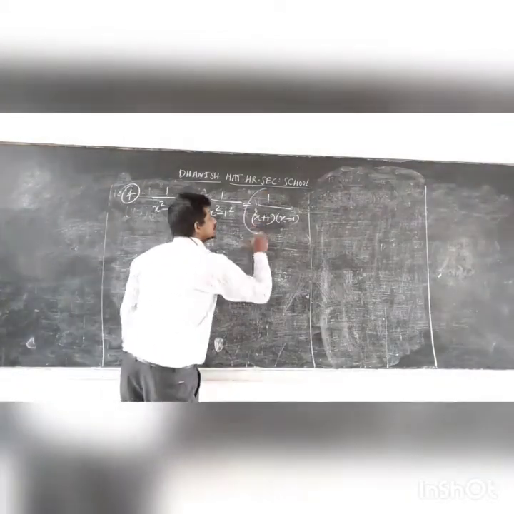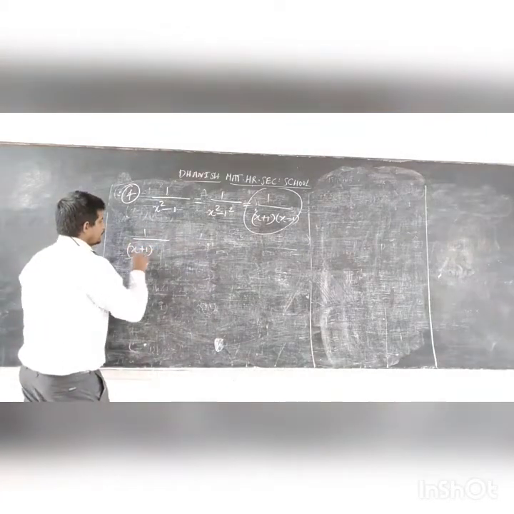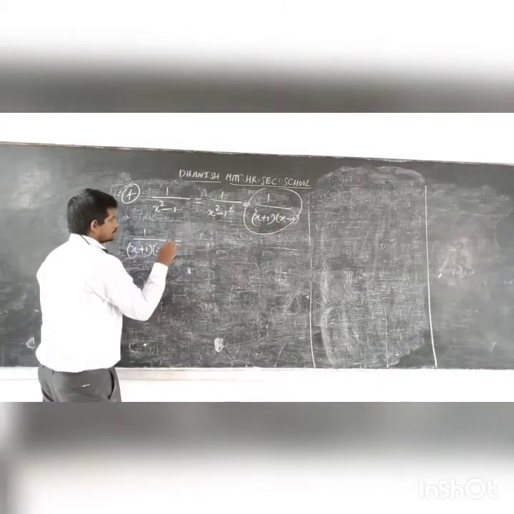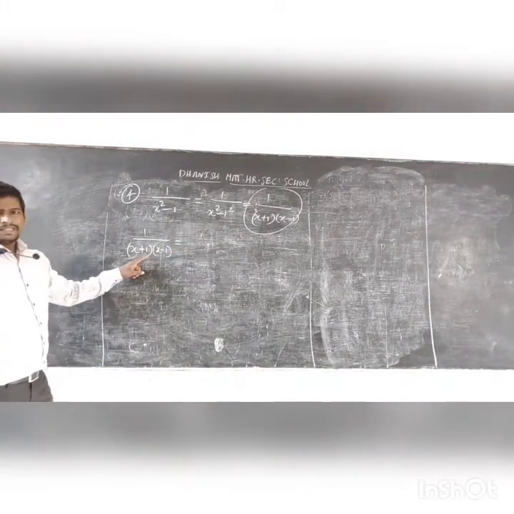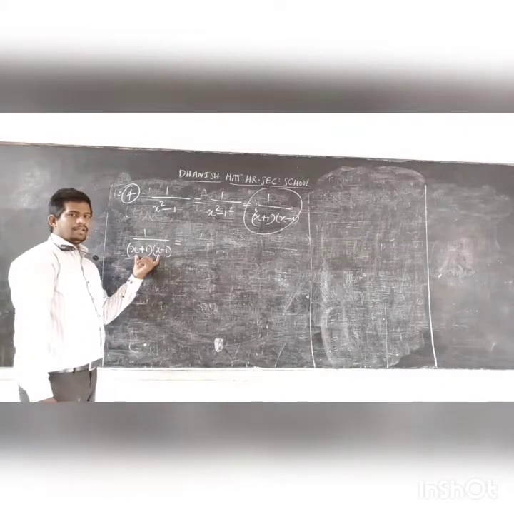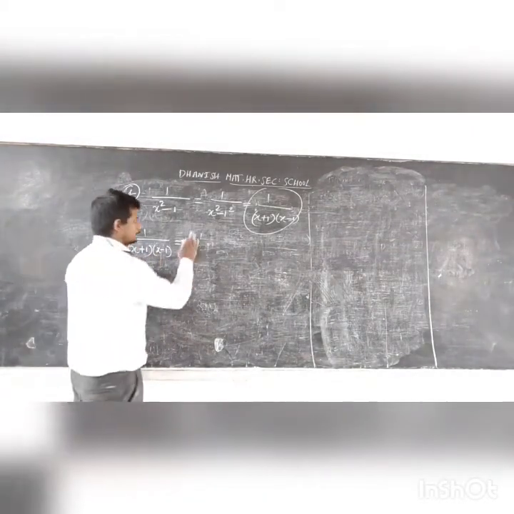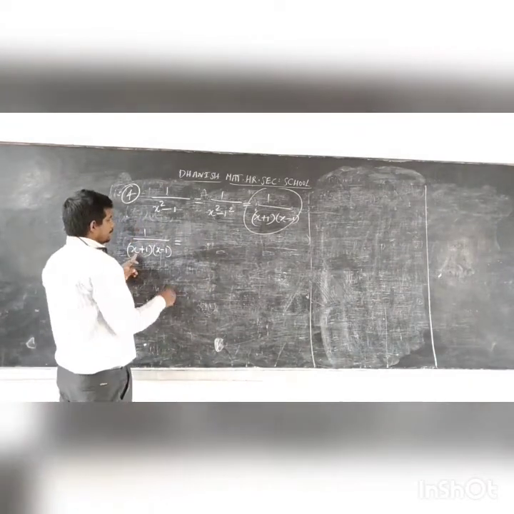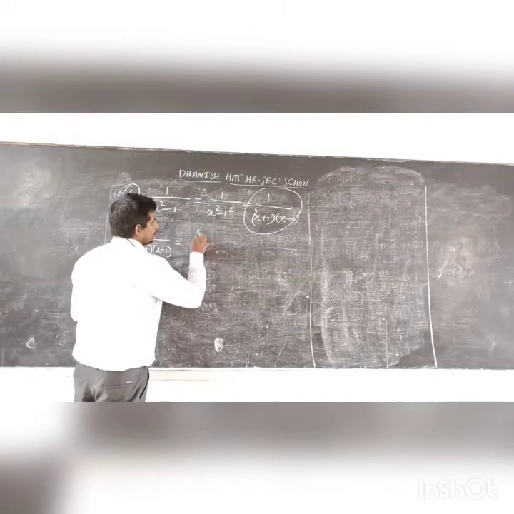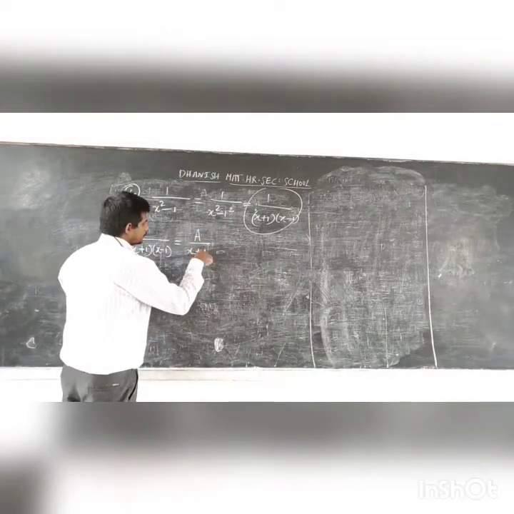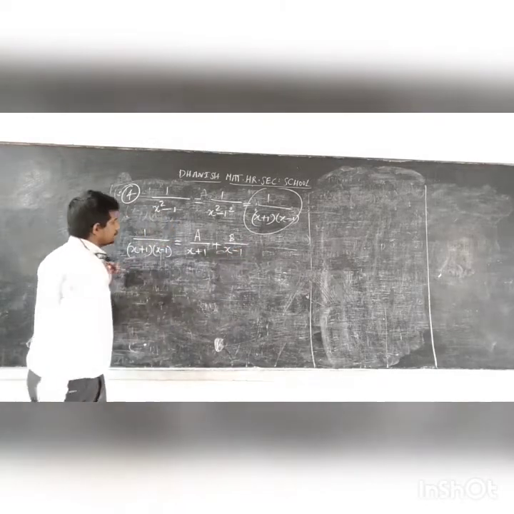Now we can take this term 1 by x plus 1 into x minus 1. So this is equal to, this problem is based on type 1. Here we are having non-repeated linear, so I'm going to apply type 1 method. So here we are having two factors now. So I'm going to take capital A divided by x plus 1 plus capital B by x minus 1.